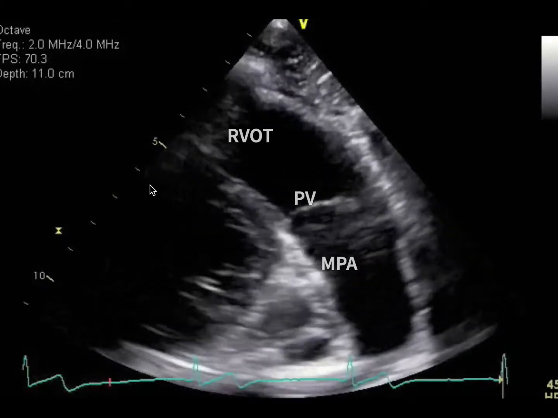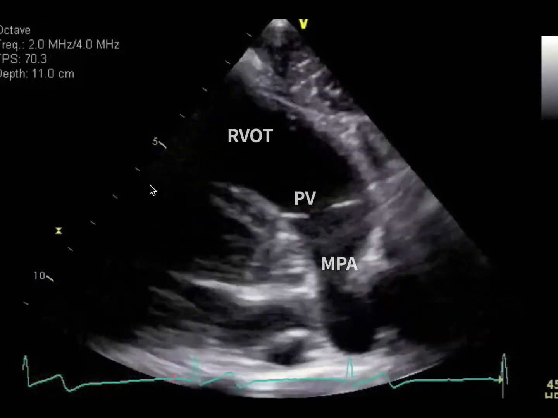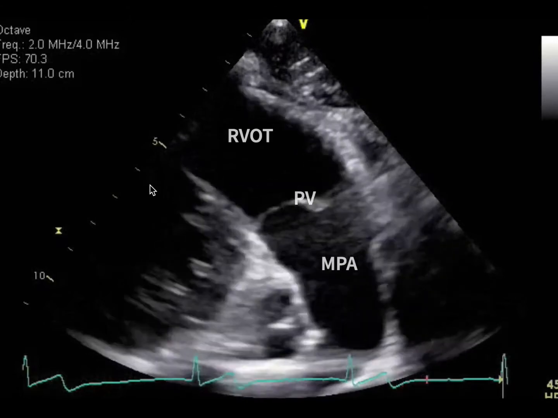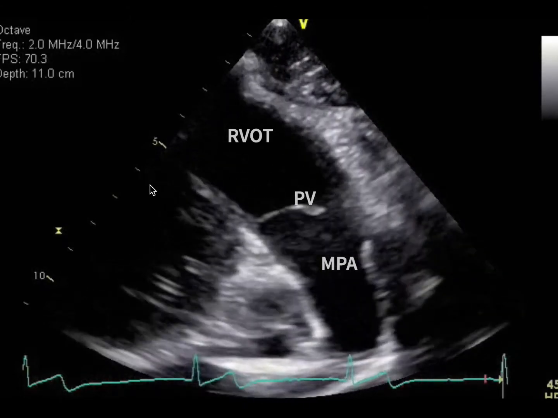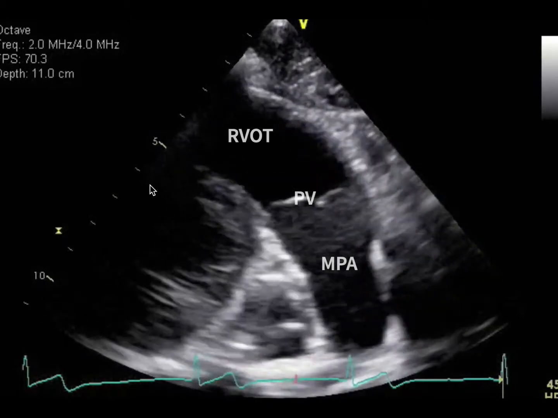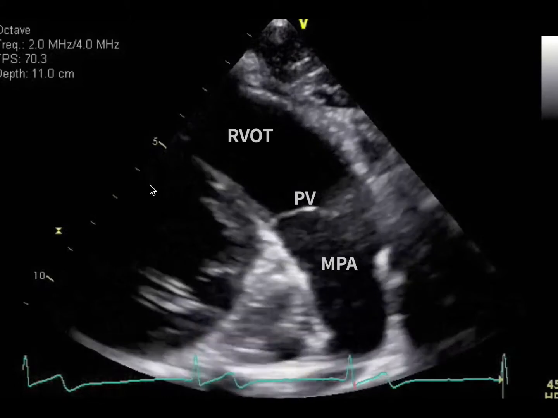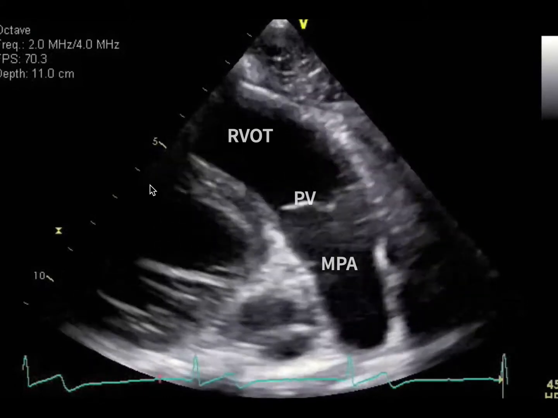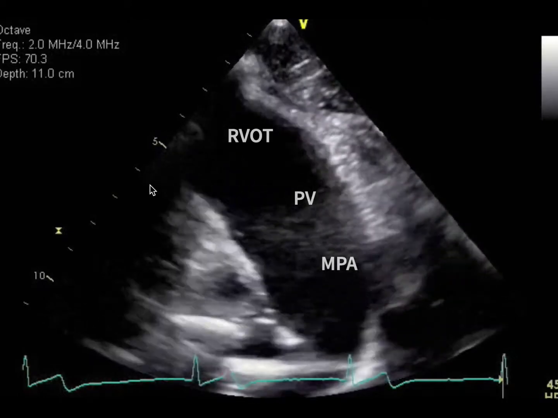When you're looking at this view, you should be able to identify a patent ductal arteriosus that is on an abnormal exam, any kind of pulmonary valve abnormalities, whether it's stenosis, supravalvular stenosis, or pulmonary regurgitation, as well as levels of right ventricular outflow tract obstruction. That's namely tetralogy, double-chambered right ventricles, and any right ventricular outflow tract aneurysm.